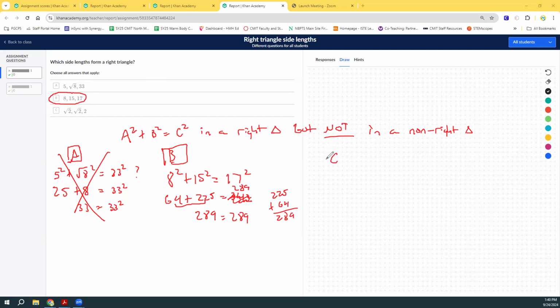But C, the last thing we'll do in this video: square root of 2 squared plus the square root of 2 squared, is that equal to 2? Well, the square root of 2 squared is just 2. And again, just 2. Does 2 plus 2 equal 2, guys? No, 2 plus 2 is 4.